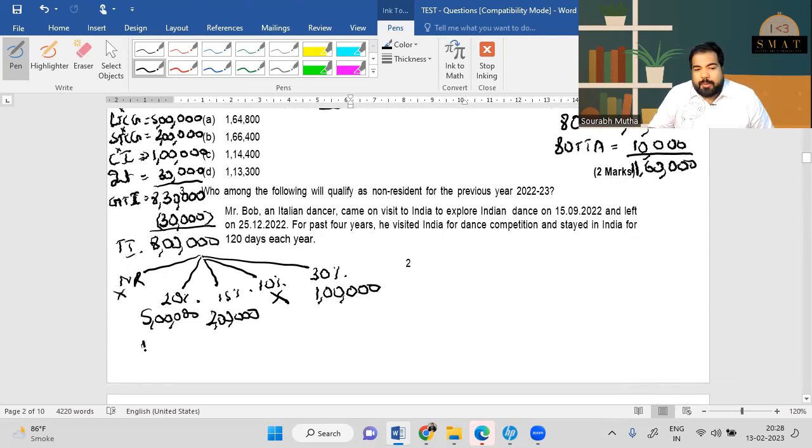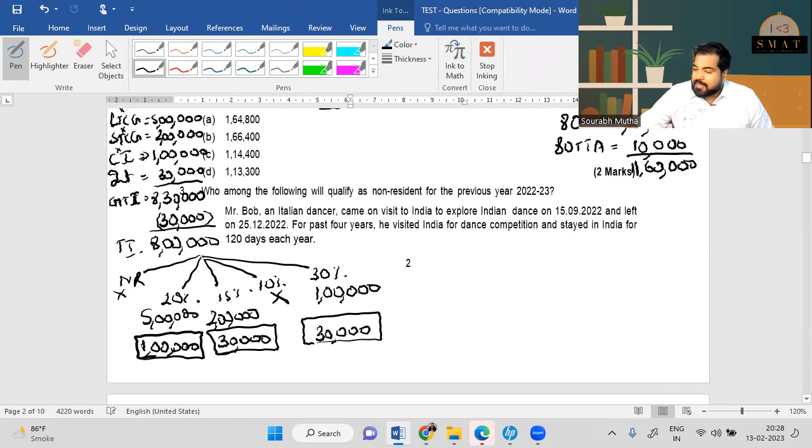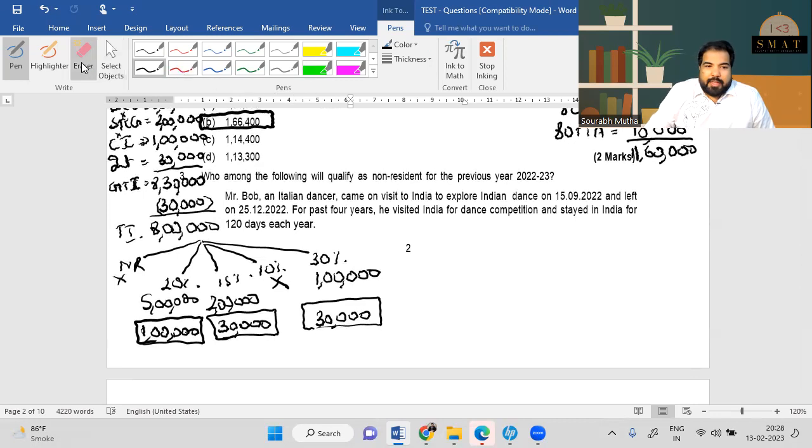So 5 lakh into 20% is 1 lakh. I'm just putting it into a box. 2 lakh into 15% is 30,000. And 1 lakh into 30% is again 30,000. So that is 1,60,000. Obviously, because his total income is not more than those limits, he's not subject to surcharge. So only into 104%. So 1,66,400. This is your right answer. Congratulations, 12 marks in your kitty. All right. You can just pause it here in case you want any further explanations.